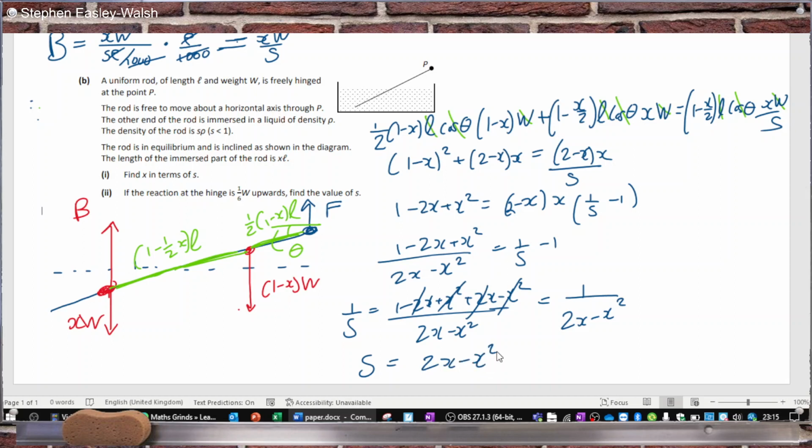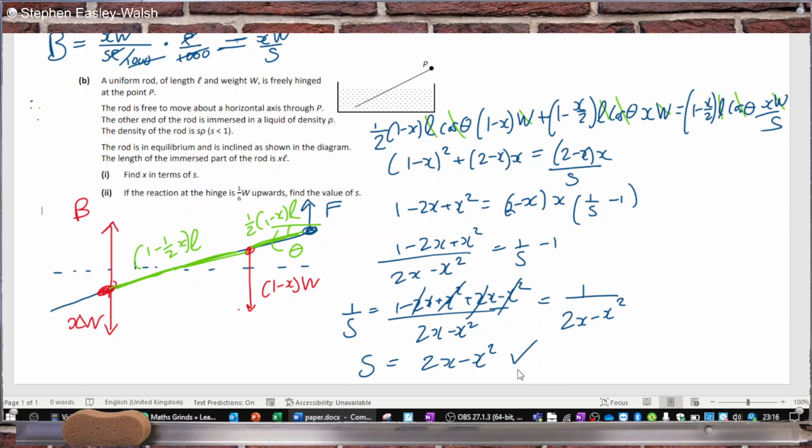Now there's a way I can check this. Yeah, that's correct. Because I have an example in the book for when half the rod is submerged, the S is supposed to be 3/4. So if you put in x is 0.5, you do get 3/4. So I'm happy with that.